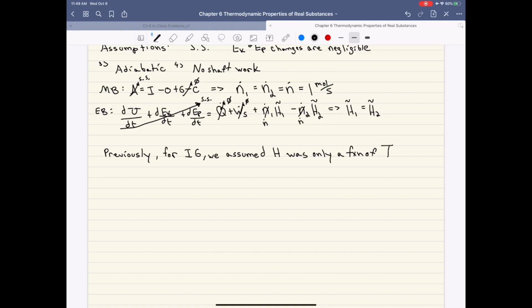Okay. And so if the enthalpies were the same, what we got was that T1 was equal to T2. Right, so this is what we got when we were dealing with ideal gases. And when we were dealing with steam table problems, though, we saw that we could have differences in temperature.